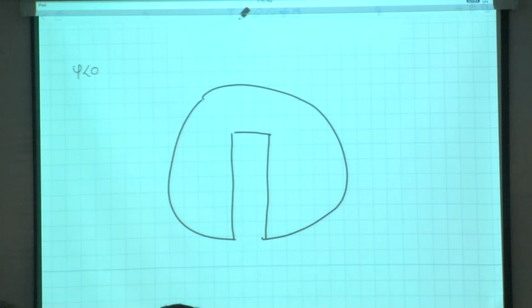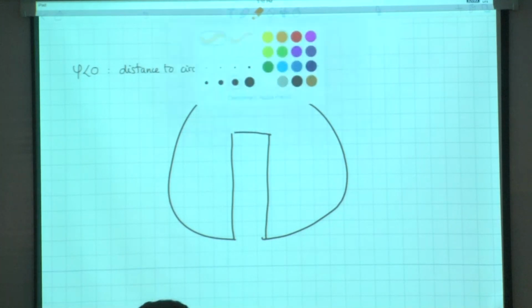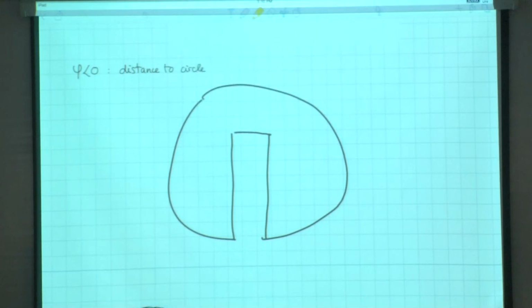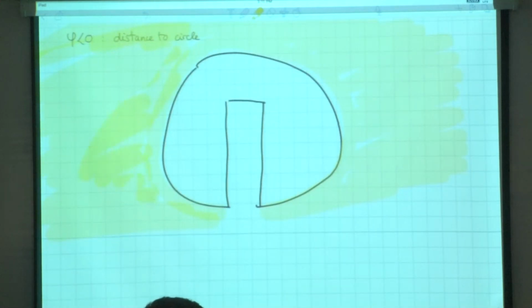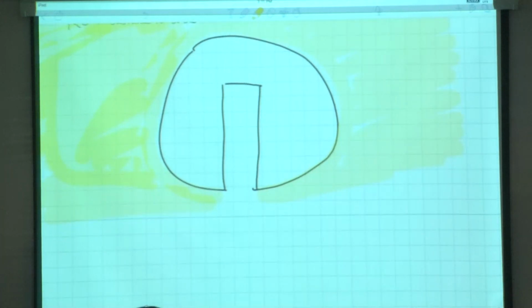Well, it's simply going to measure the distance from the circle. So right here, you put a negative sign, you measure the distance to the exact circle, and you're in business. So that takes care of this entire distance field. Careful down there.